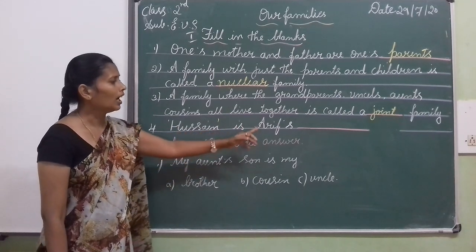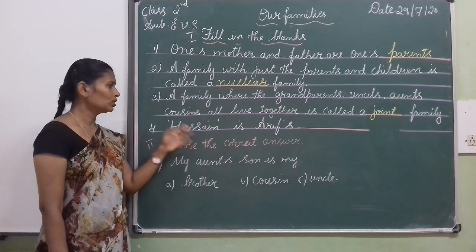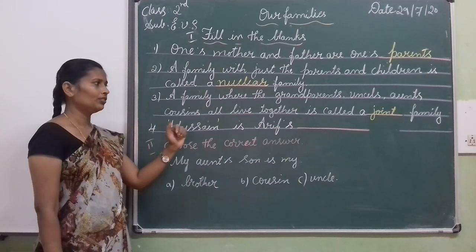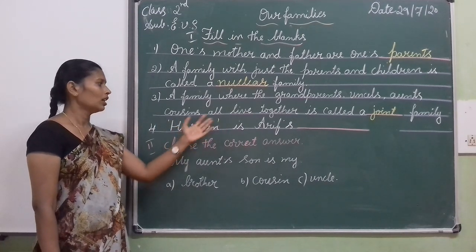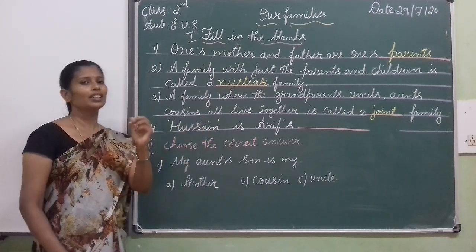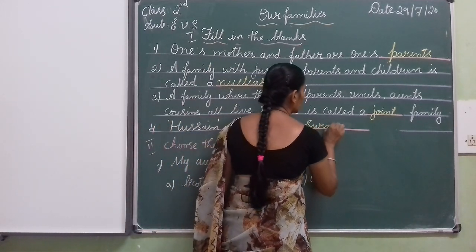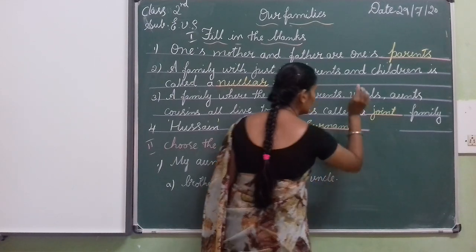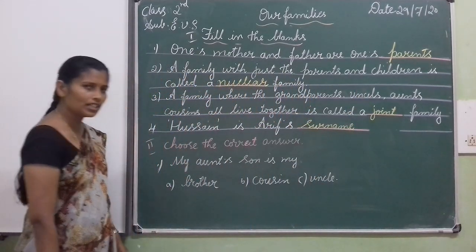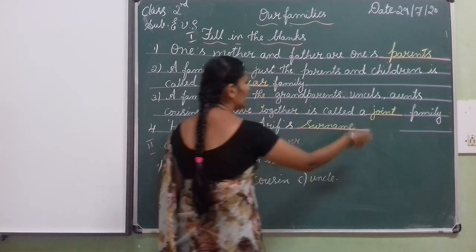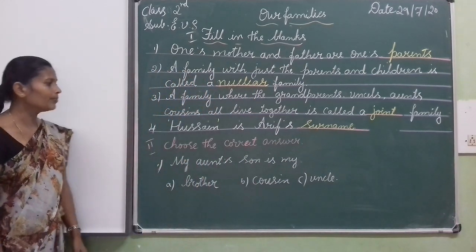Hussein is Arif's dash. Arif is a name. Hussein is Arif's surname. Right? Surname. S-U-R-N-A-M-E. Surname. Okay, now fill in the blanks. Finish. Come to second line.